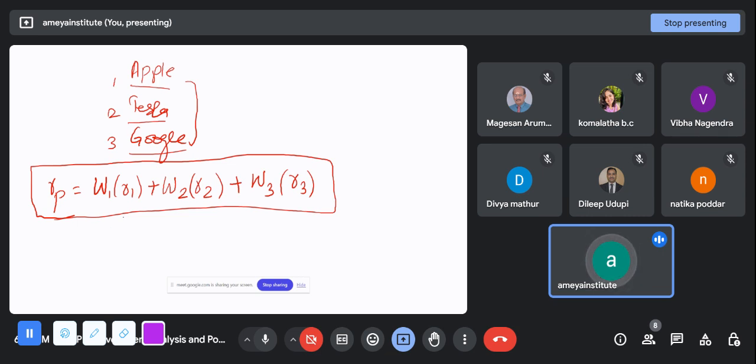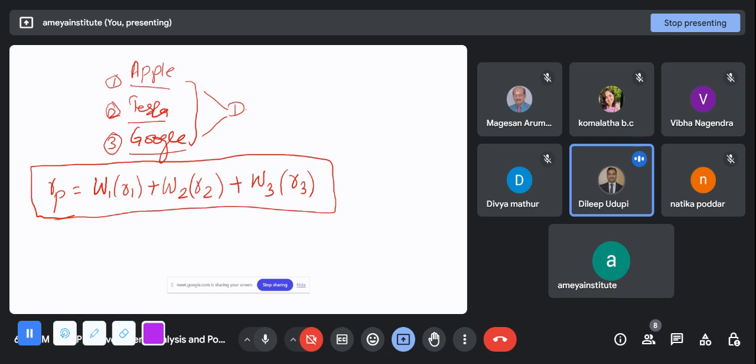So why are we trying to do this kind of concept? Why are we not investing in only a single asset? Why are we trying to invest in multiple assets? What is the reason behind this? Why are you investing in Apple, Tesla, Google? Why not 100% investment in Apple? There comes the concept of risk.